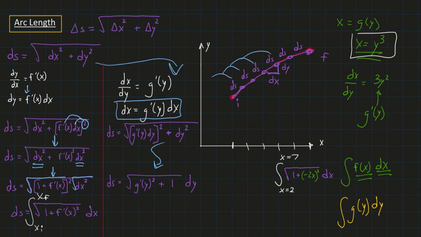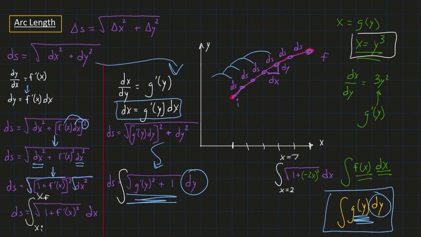And of course, my final step is I want to add up all of these little distances, which I can do now because I have a valid integral. I have some function of y, that's this, times a dy. There we go.